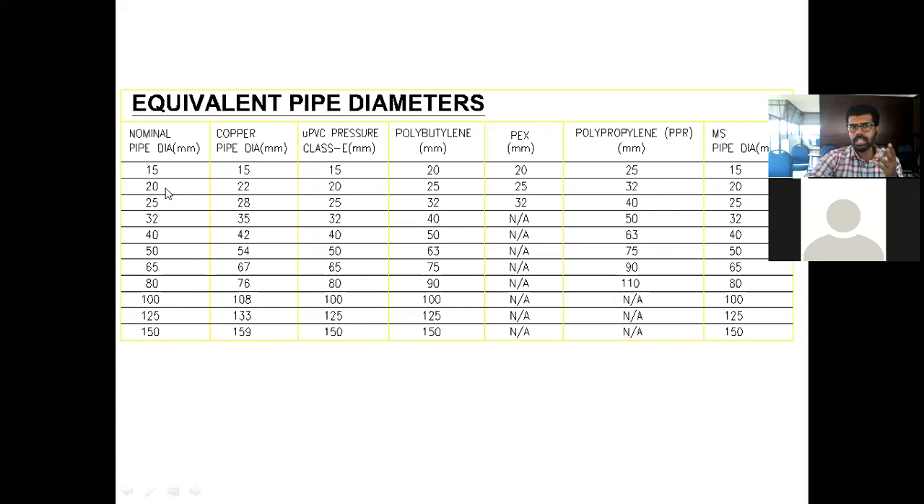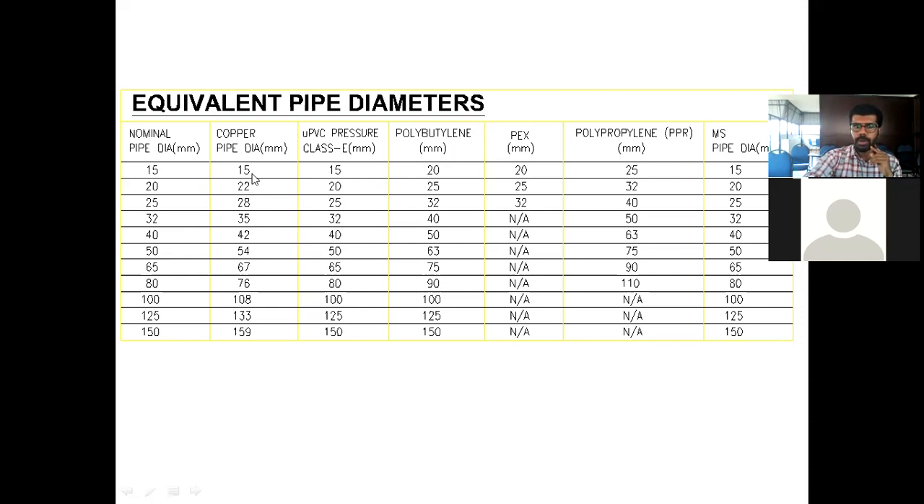If you ask for 16 or 18 or 21, you won't get it. So after 15, it will be 20, then it will be 25. It goes like that. So these are the normal pipes. When it comes to the copper pipe, you have 15 mm dia, then it comes 22.